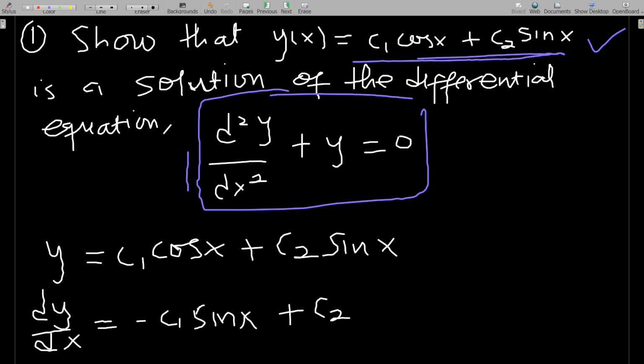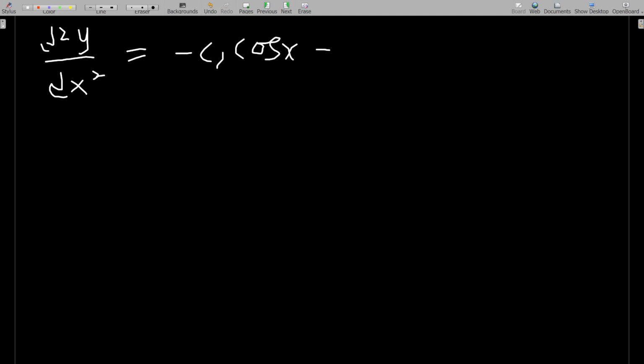Then plus c2 cos x. I hope you understand this differentiation. Now you differentiate it again, d squared y over dx squared, and you get minus c1 cos x, because when you differentiate sin you get cos, but there's already a minus, so minus c2 sin x.